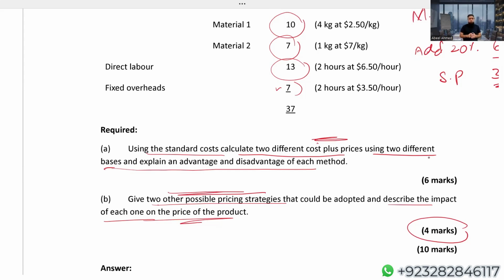The examiner did not ask us to go for four or five different pricing strategies. They have asked you two. When a question says give us two pricing strategies in the exam, then you have to restrict yourself to two. Right now, of course, you are not giving the exam. You are just learning. That is why I've discussed more than two.